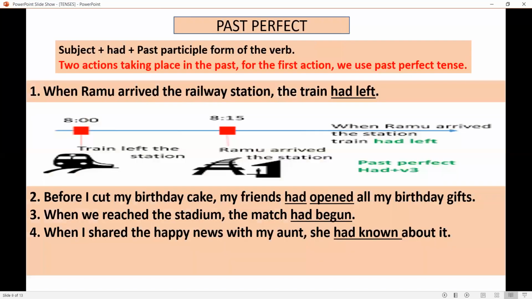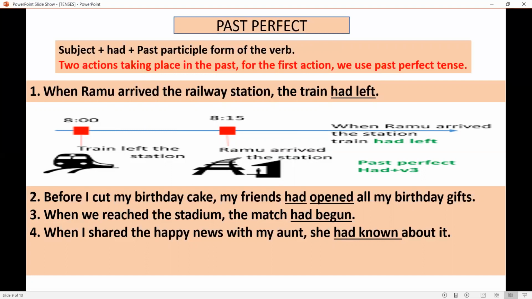Let's move to past perfect tense. The form of past perfect tense is subject plus had plus past participle form of the verb, that is V3. When do we use past perfect tense? We use past perfect tense when we are referring to two actions, and if we want to make it clear that one action happened after the other. So for the first action, we use past perfect tense, and for the second action, we use simple past tense.